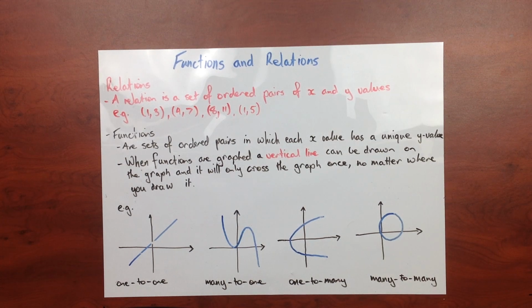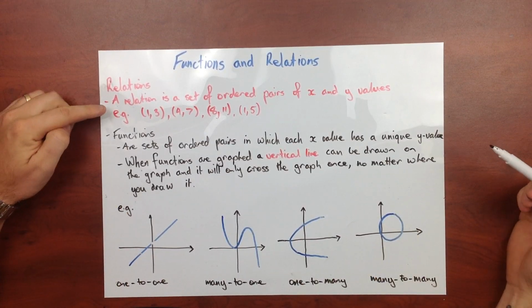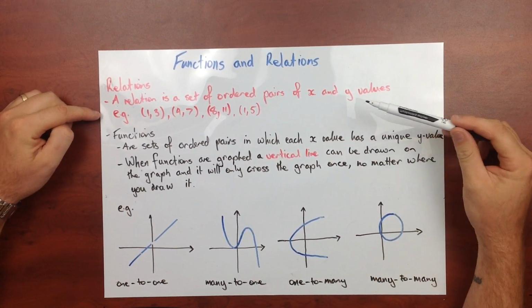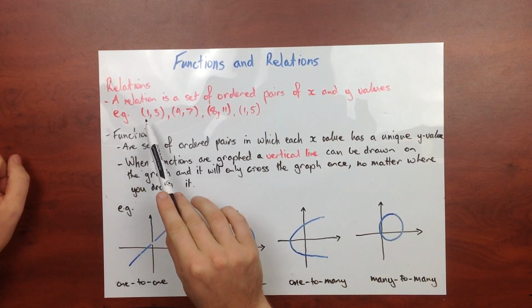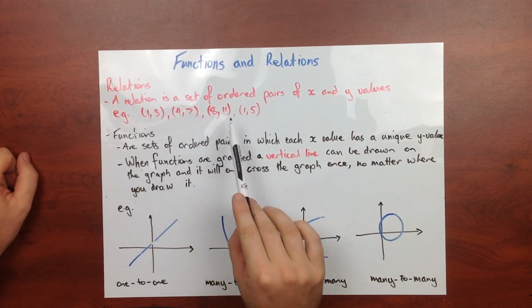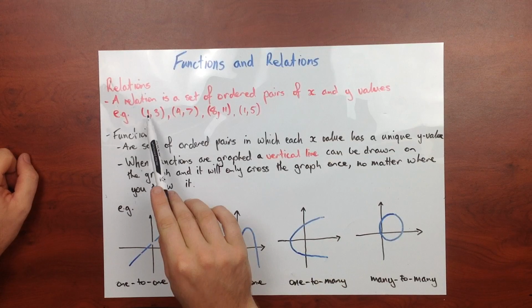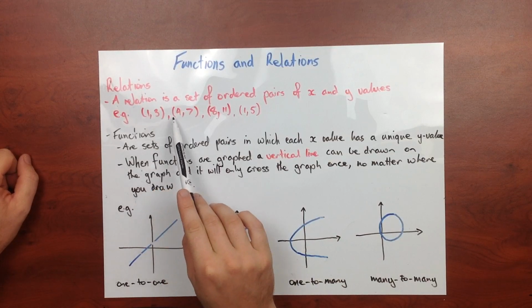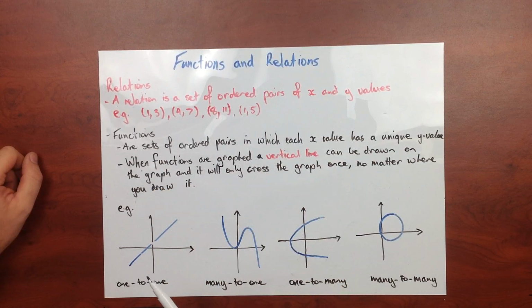Okay, in this tutorial we're going to have a look at functions and relations and a little bit more around our terminology. So our relation is a set of ordered pairs of x and y values. For example, 1, 3, 4, 7, 8, 11, 1, 5. So this is an x value, that's a y value. Okay? X value, y value, x value, y value, etc.